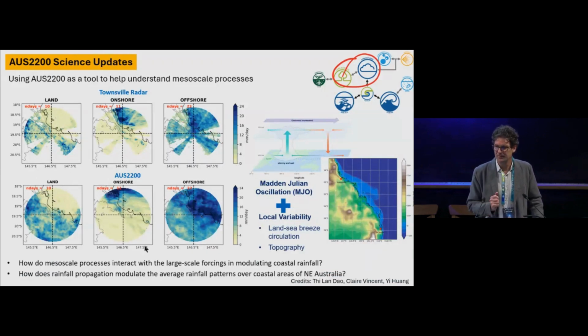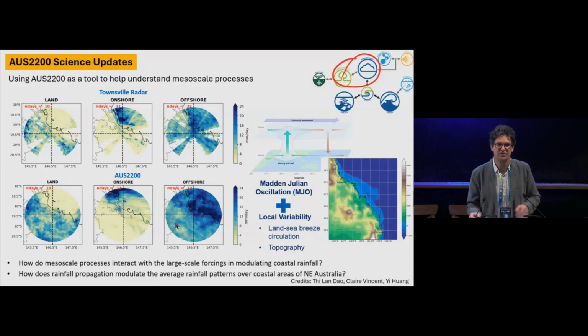I think the nice thing about this model is it's not something we're using for forecasting, it's something that can be used to understand mesoscale processes. And that's what this example is showing. So these are some radar images from Townsville. These are synthetic radar images, or rainfall, from what you get out of OS2200. And you can see that for different prevailing weather patterns, whether the wind's blowing onto the land, along the shore or blowing offshore, you get very different precipitation conditions.